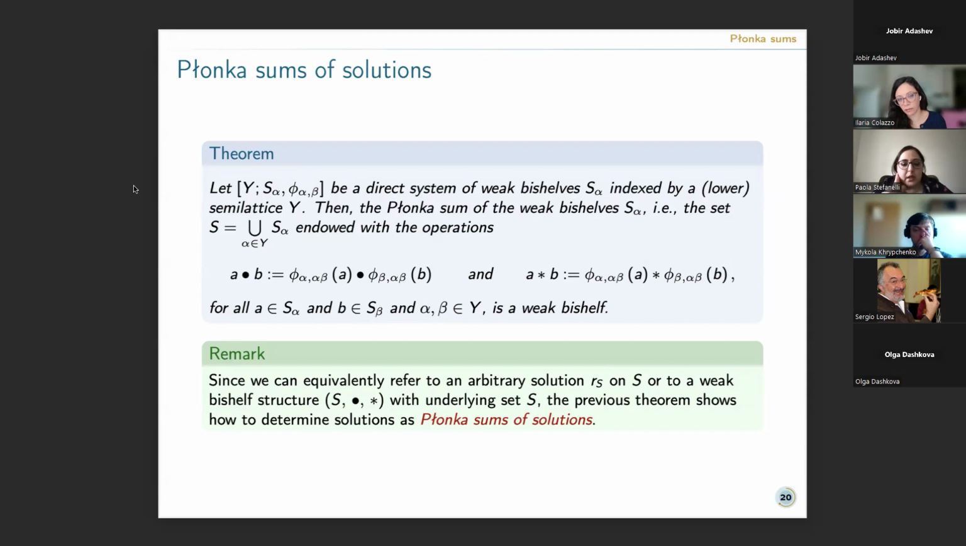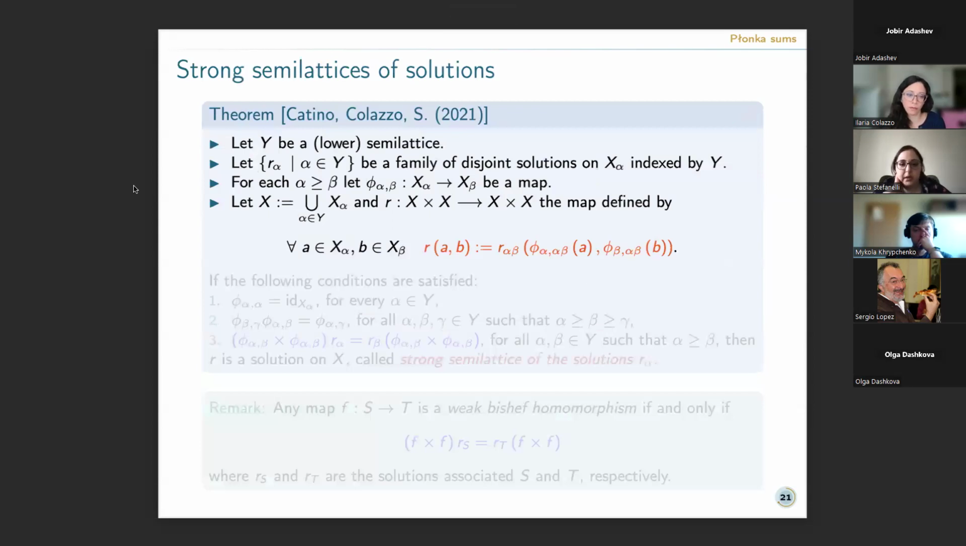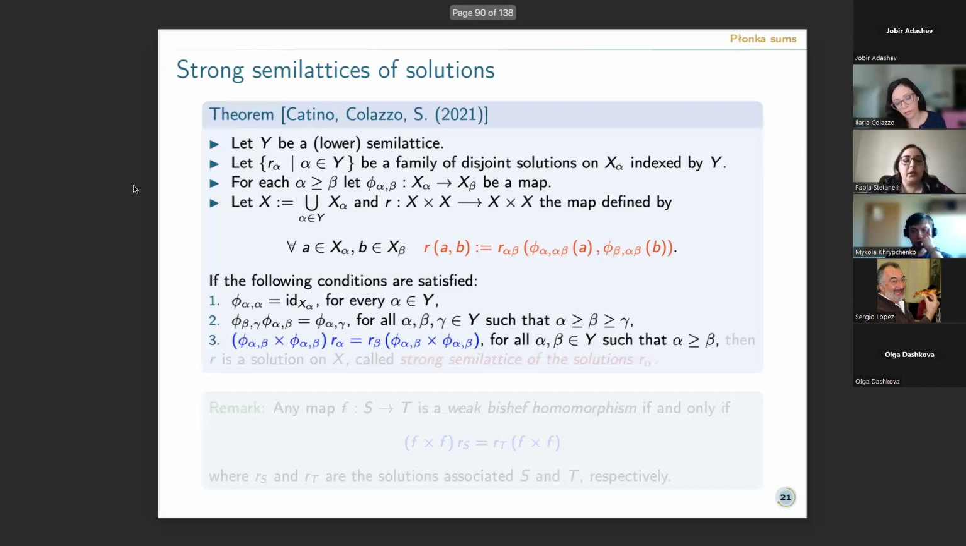And this theorem is essentially equivalent to another: this construction of solutions is equivalent to the strong semilattices of solutions introduced by Catino, Colazzo, and myself in 2021, where we essentially construct solutions by considering a semilattice Y, a family of solutions that are defined on disjoint sets X_α, by considering the map φ_αβ from X_α to X_β whenever α is greater than β, then define this map R essentially by considering the solution R_α on these sets X_α.